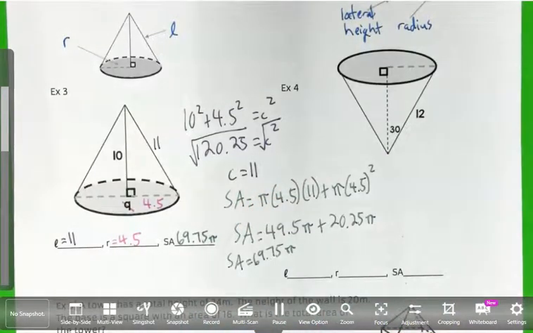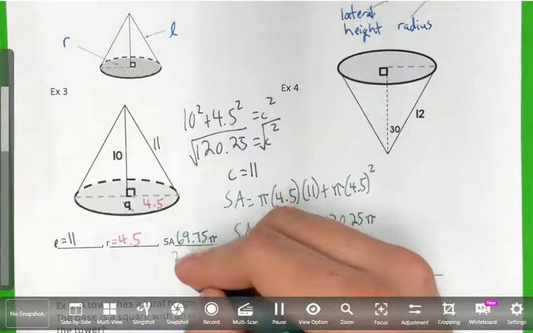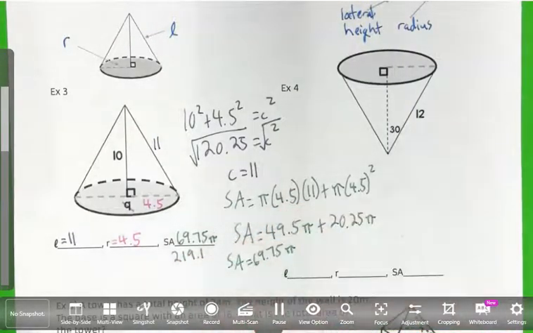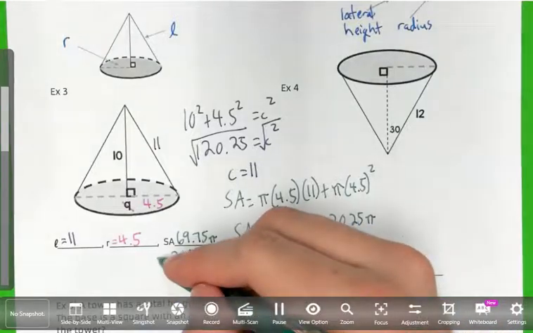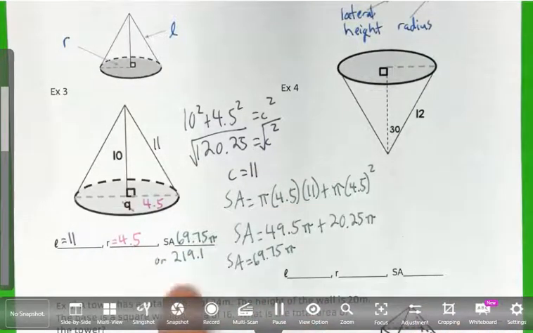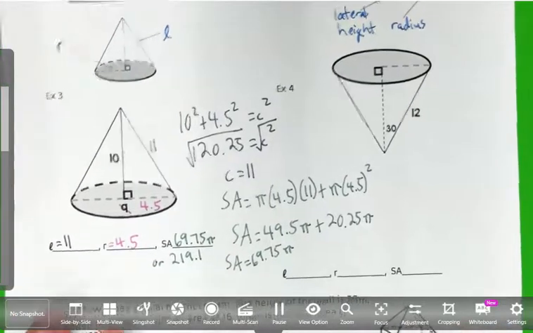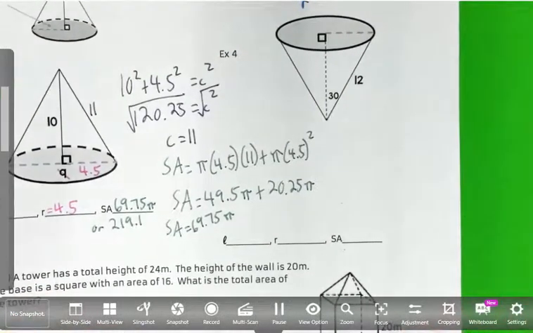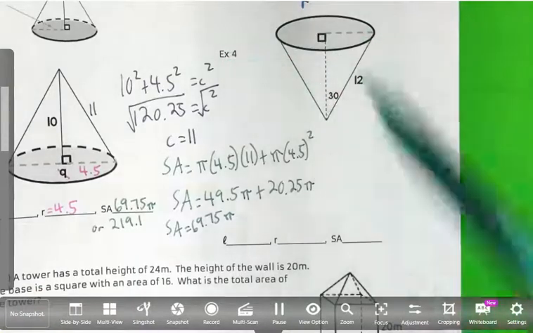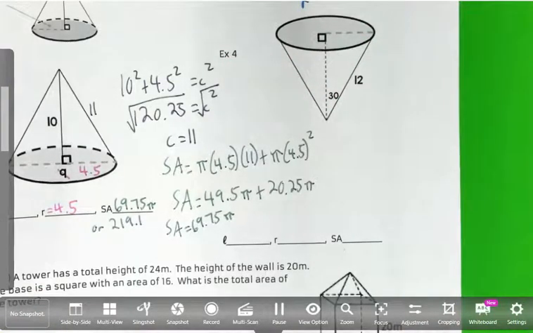And then if we put this in our calculator, we can get a second version of our answer, 219.1. So you can either write it in terms of pi, or you can put this and round it to the nearest tenth. You may see either of these versions on your test, so be aware of that. All right, let's go over and try to do example 4. And this one, we have our lateral height as 12. We can go ahead and put that down.